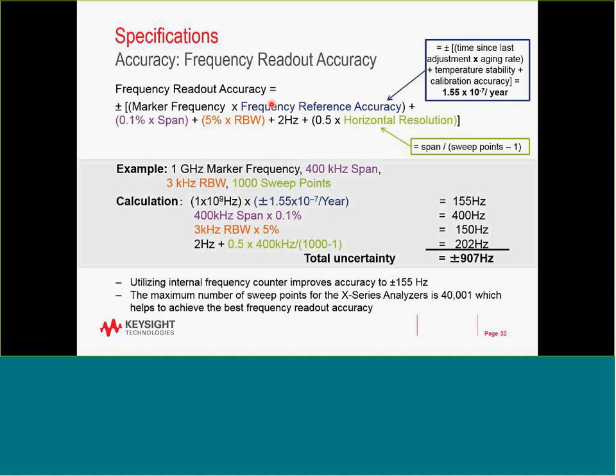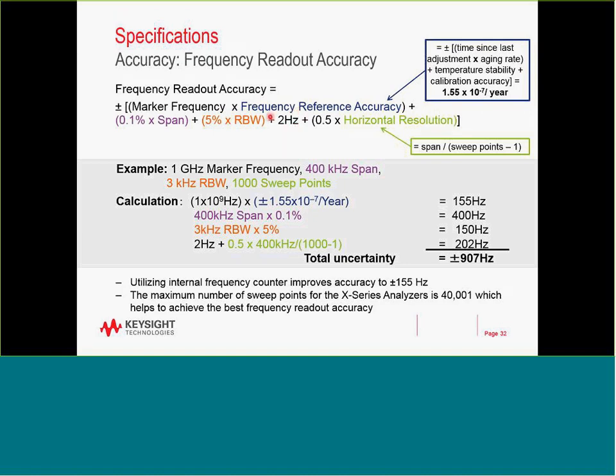This is an interesting example, because a simple question like, what is the frequency accuracy of your equipment when I measure it? Well, we provide information, because there's no such thing as a single value. It's a matter of the marker or the frequency of the signal that you're reading. It depends on the frequency reference accuracy. In this example that we're looking at, the accuracy is 1.55 times 10 to the minus 7 per year. And it depends on the span you're using to make your measurement, and on 5% of the resolution bandwidth. In this specific example, that equation will change from analyzer to analyzer.